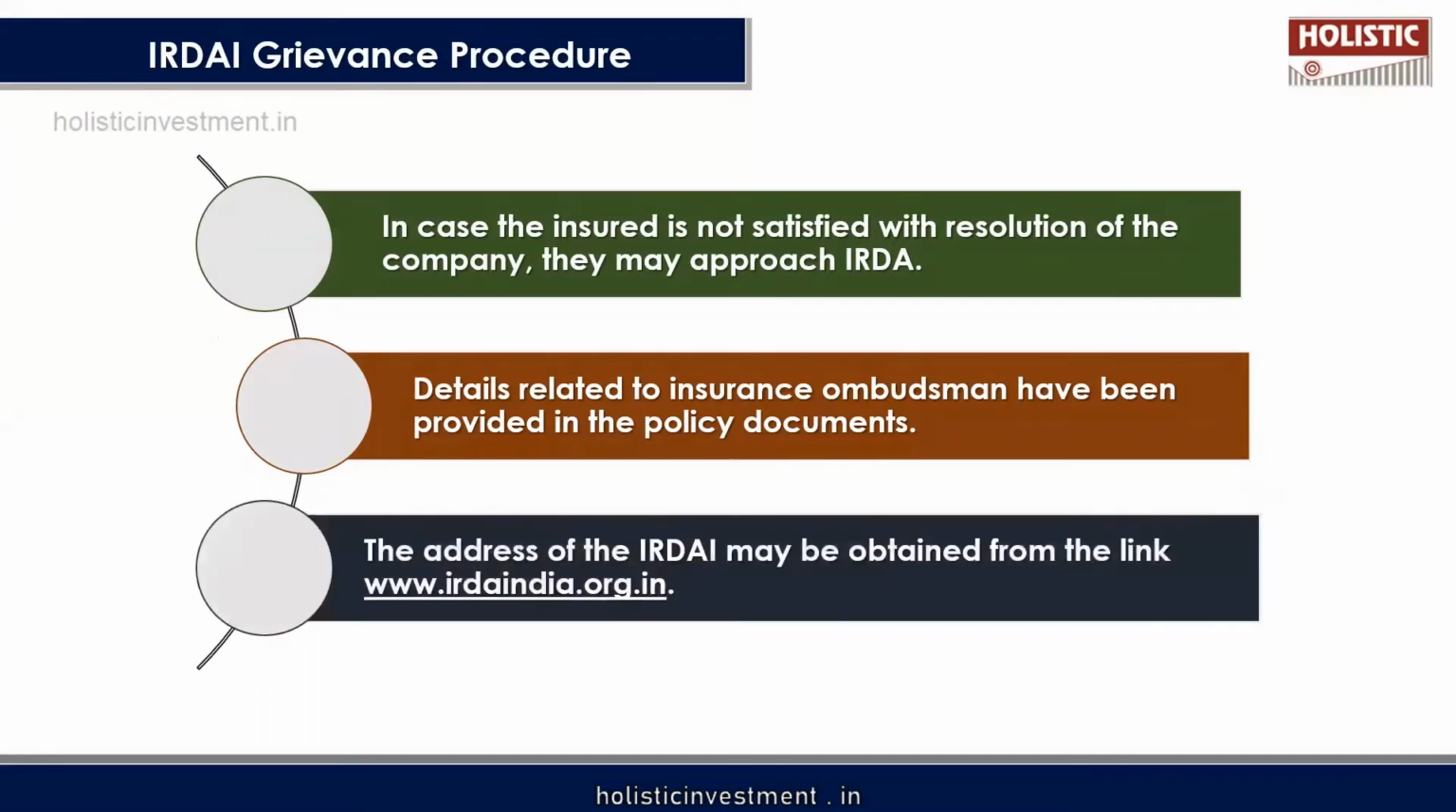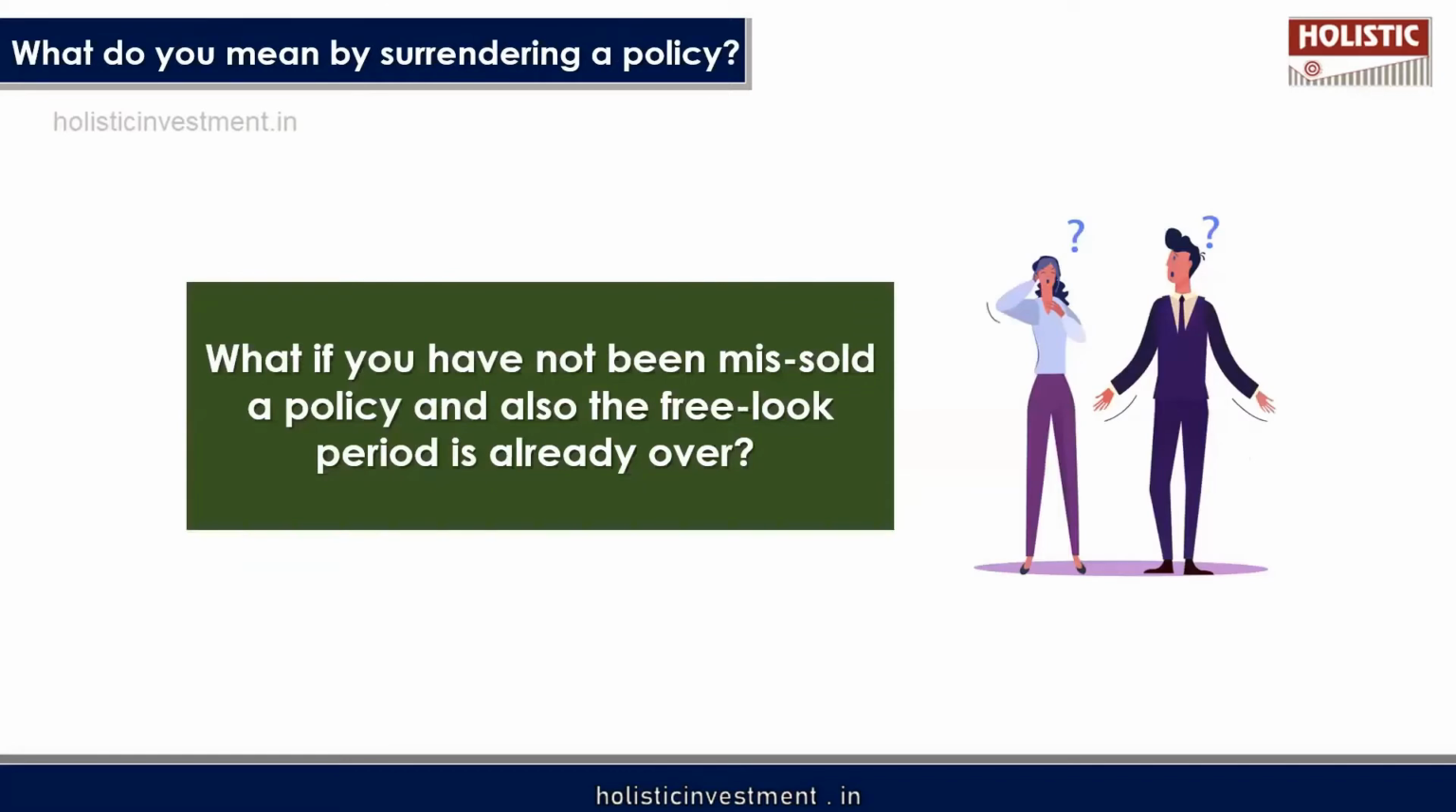The address of the insurance ombudsman may be obtained from the link www.irdaindia.org.in. We have also provided you all other details like the IRDA grievance toll-free number and email ID in the description section of this video. Remember, you can cancel the policy through the IRDA grievance procedure only if you have been missold a policy. But what if you have not been missold a policy and also the free look period is already over?